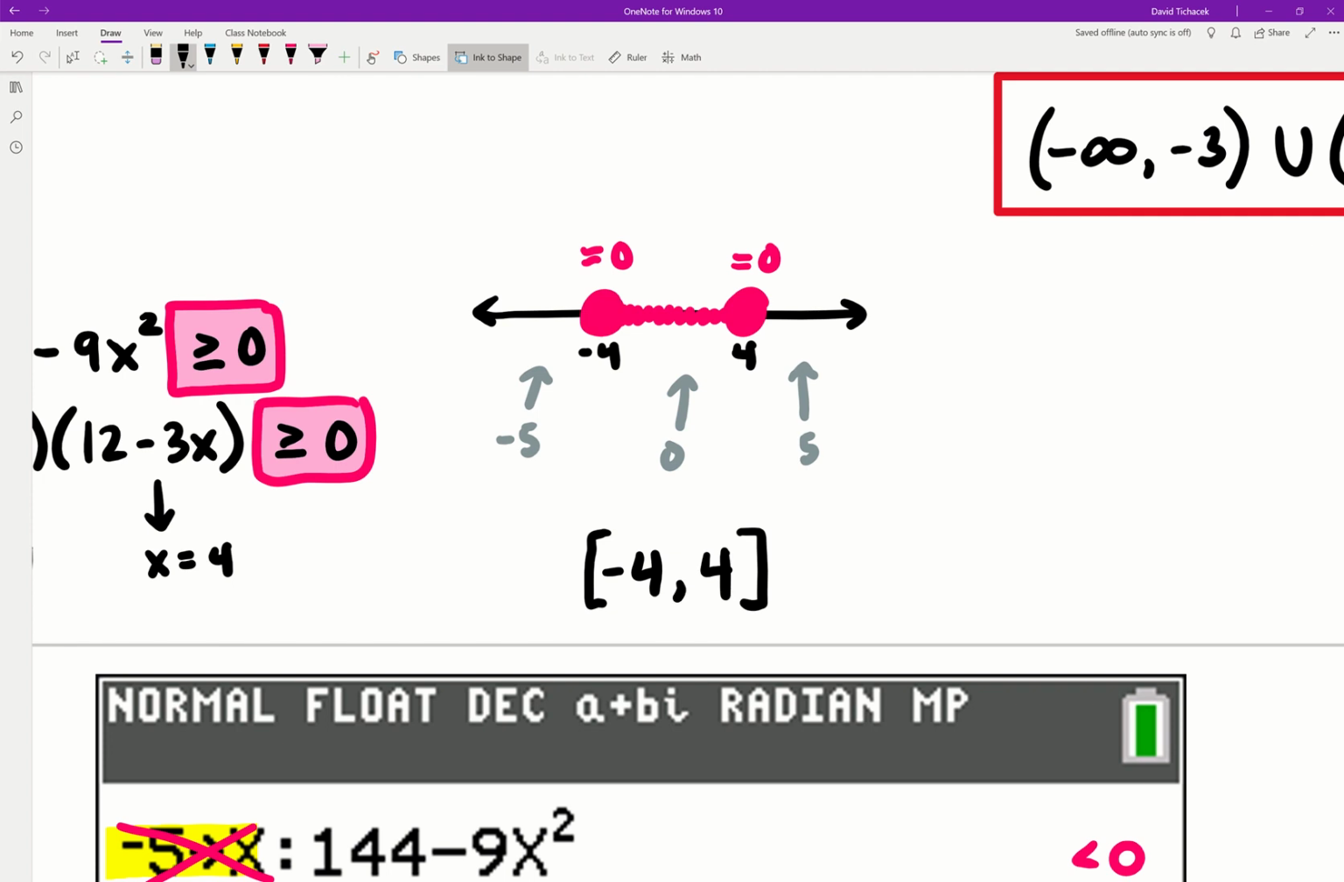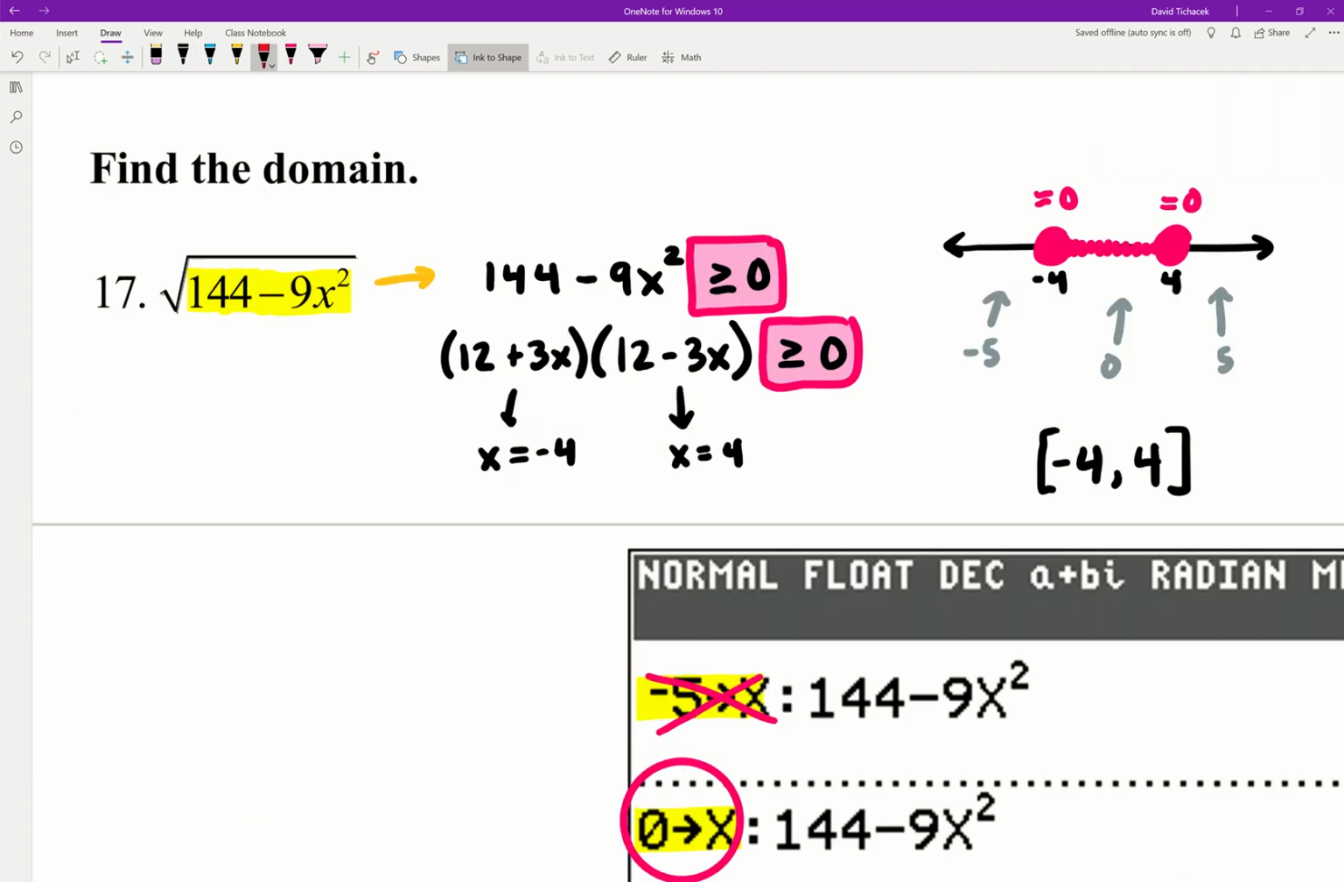Okay, so it's going to be the domain of this expression. It's going to be the inputs you could plug in for x that make that expression under the square root something that is not negative.